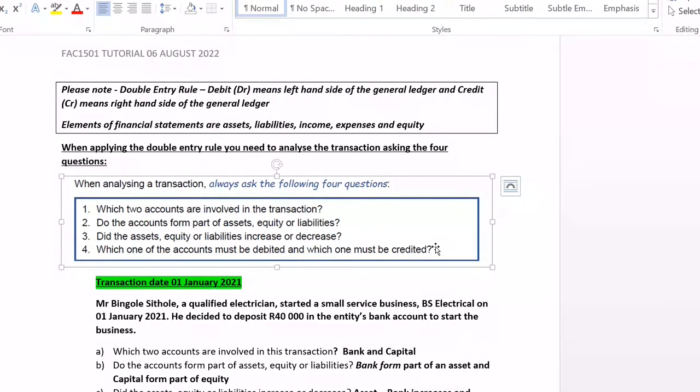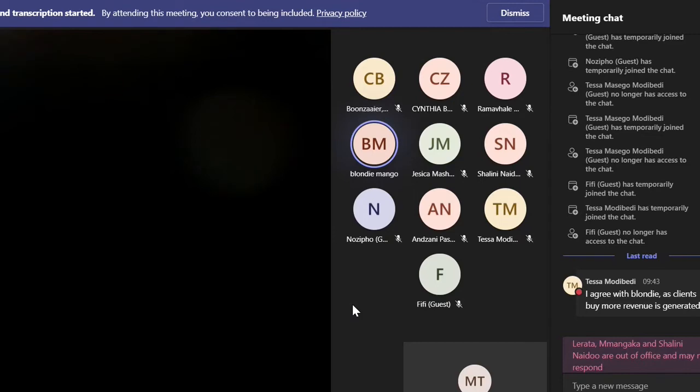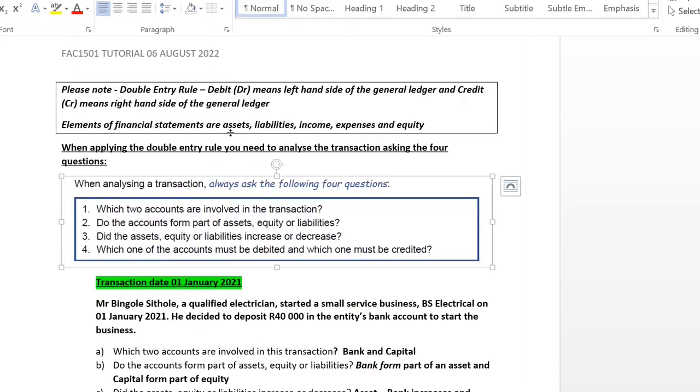So in Waltons, the accounts were sales and bank. Bank is an asset, and sales is income, which forms part of equity. Number 3, the asset is increasing, and the income is increasing. Number 4 is which one of the accounts must be debited and which one must be credited. That's point number 4. The bank must be debited and the income must be credited.